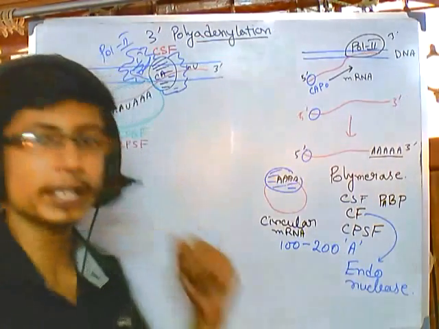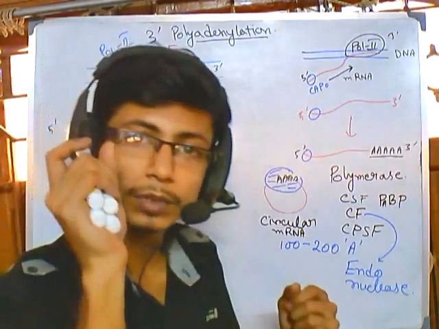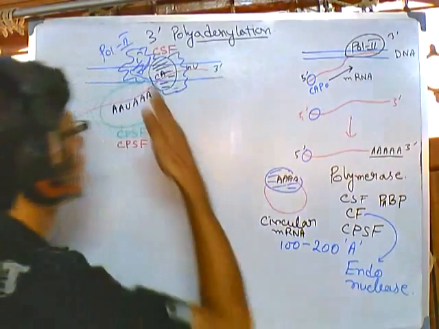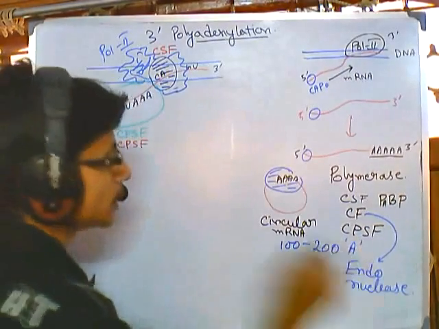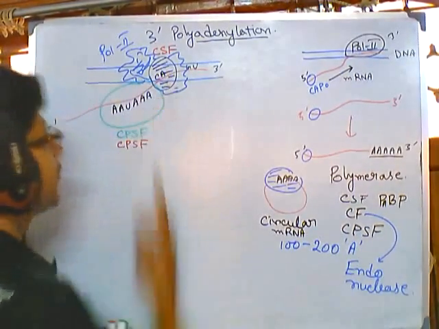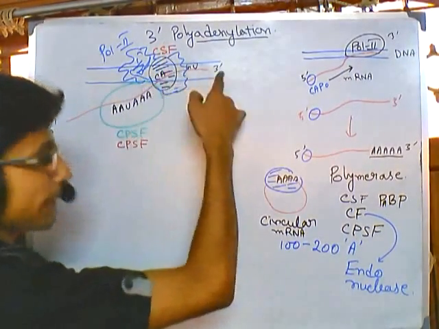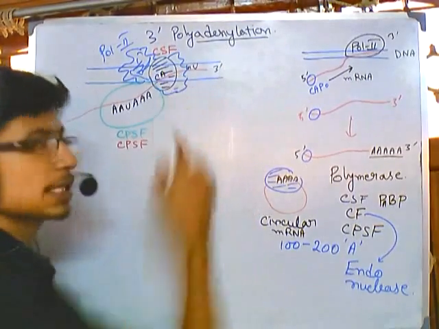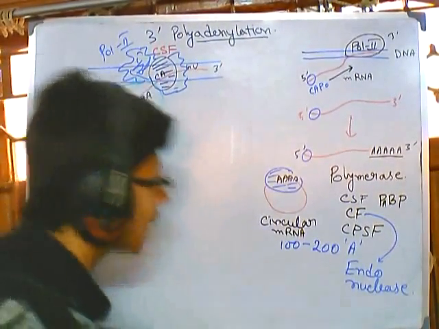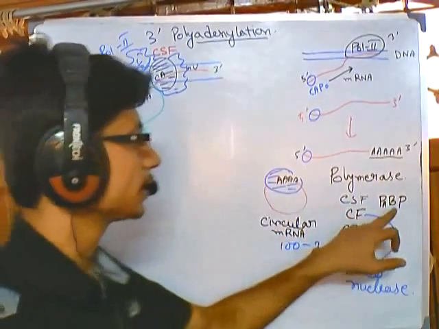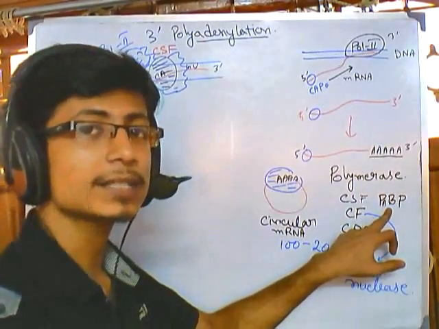Now in case of this eukaryotic system, if we require to do the polyadenylation, we need to cleave it, and this cleavage is achieved by this cleavage factor, which is an endonuclease. Now this cleavage factor will cut this growing mRNA just right after this CA sequence. As soon as it cuts it, it recruits the PABP, or polyadenylation binding protein.